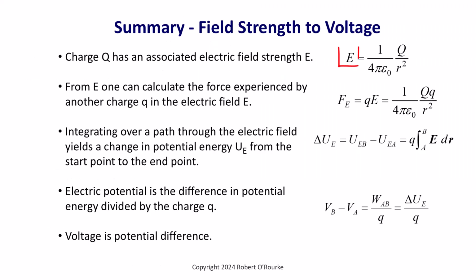From electrical field strength, one can calculate the force in Coulomb's law. Moving the charge Q from point A to point B in the electric field changes the potential energy of the charge. The change in electrical potential energy, delta U sub E, divided by charge Q, is the electric potential. Voltage is the difference in electrical potential between two different points A and B.